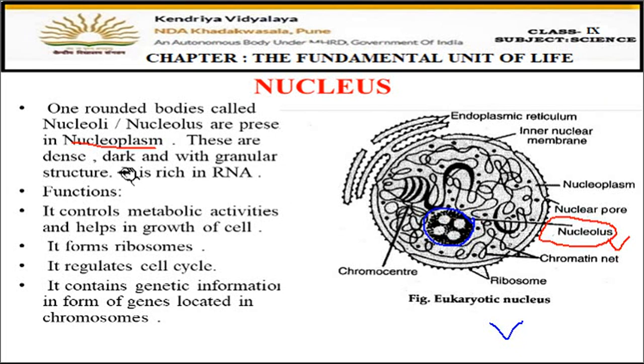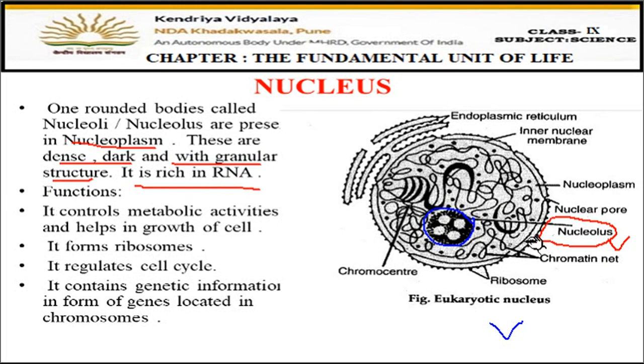So the nucleolus is dense, dark, with a granular structure. You can see some particles inside the nucleolus, so it's a granular structure. And this nucleolus is rich in RNA, ribonucleic acid. Now, let us discuss the functions of the nucleus.